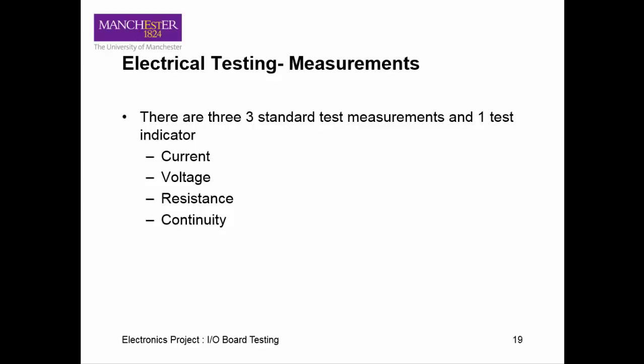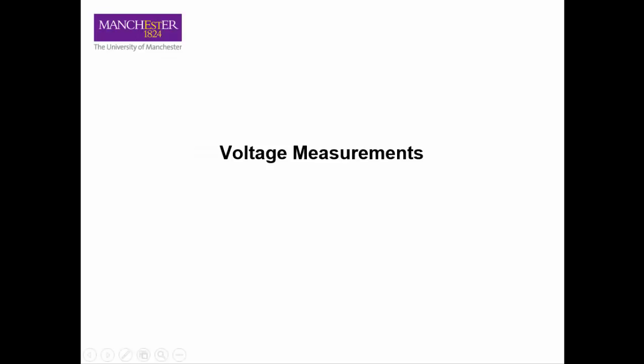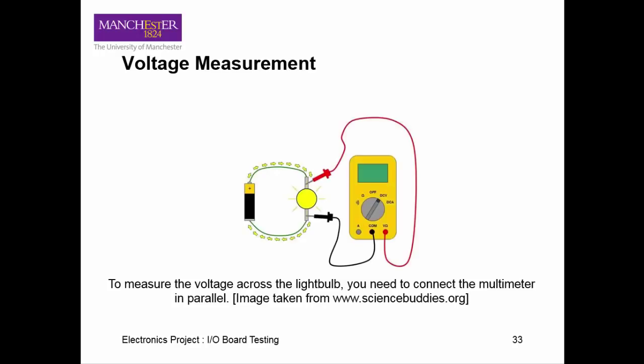There are 3 standard measurement tests and 1 indicator test you can do: voltage, current, resistance, and continuity. Voltage measurements. Voltage measurements are done in parallel. Your test probes can be placed on either side of the component you are measuring across. For this unit, all voltage measurements will be done with reference to 0 volts, so the black probe is always placed on a 0 volt connector. The red probe is placed on the other side of the component.